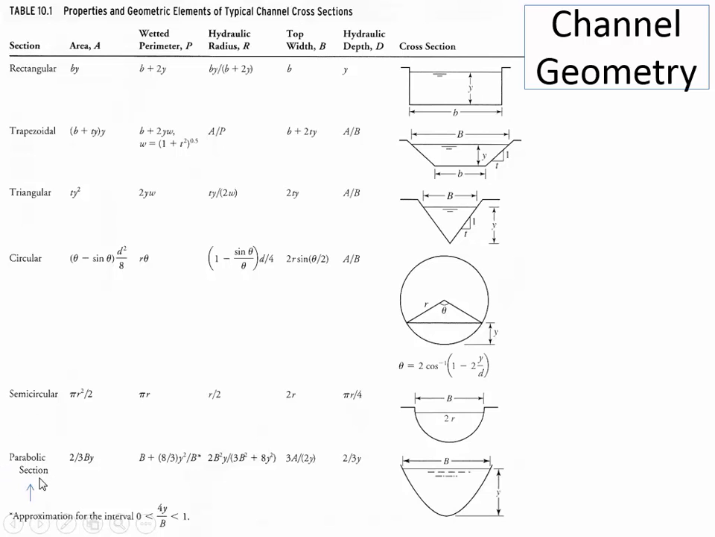One thing I'll point out is it even has the formulas for a parabolic section. So what it says is, for whatever the shape is, what the formula is for the area, wetted perimeter, hydraulic radius, top width, hydraulic depth, and then an indication of what the cross-section looks like. So I think in the homework you've got a rectangular cross-section that you'll deal with, a triangular, and a parabolic.